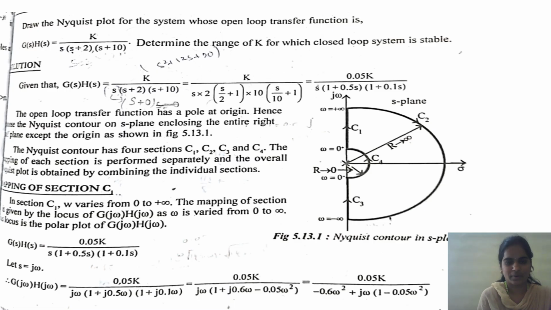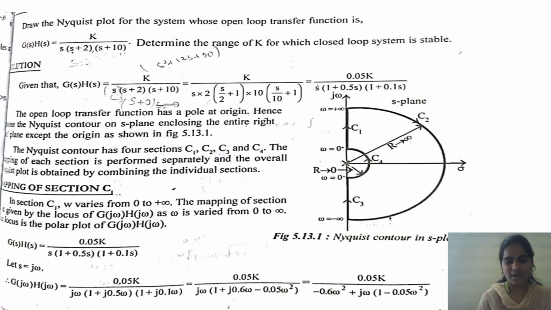In the open loop transfer function there is a pole at the origin, hence the Nyquist contour of the S-plane encloses the entire right half plane except the origin. The Nyquist contour has four sections: C1, C2, C3 and C4. The equations of each section are performed separately and the overall plot is obtained by the combination of the individual plots.